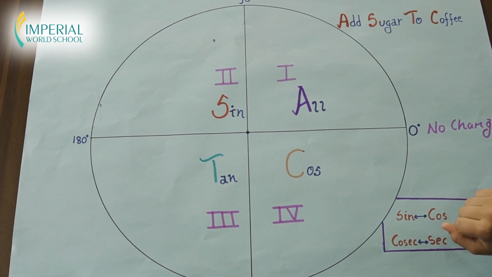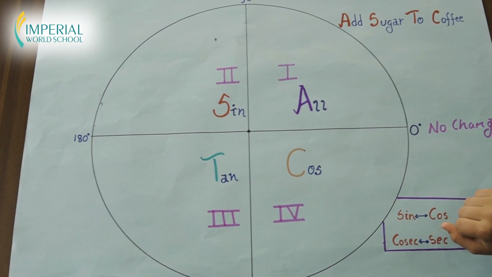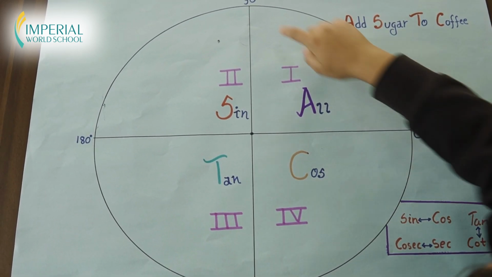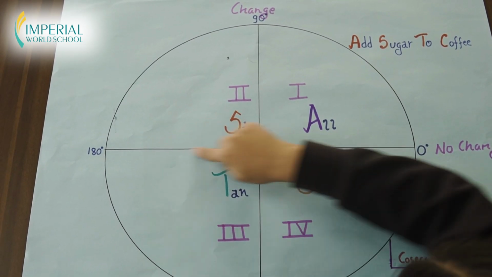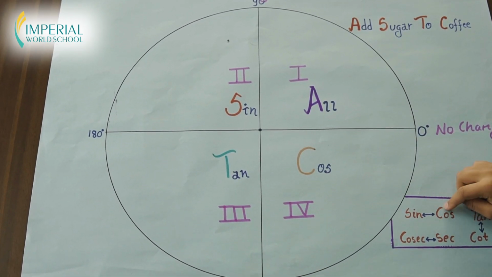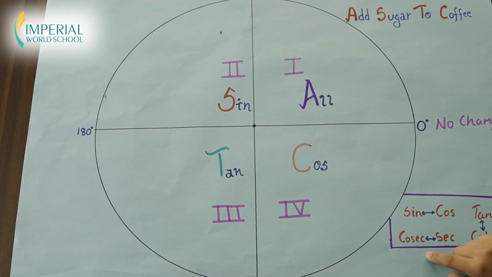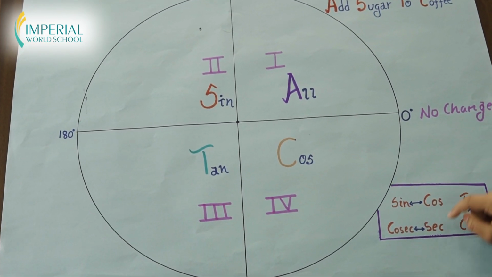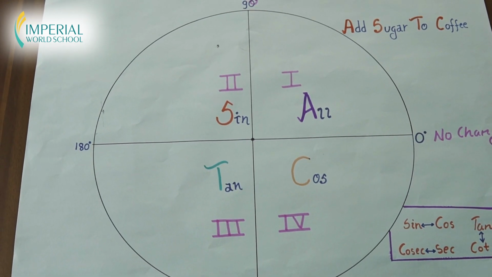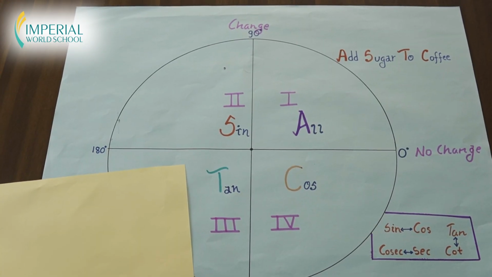Now that we know which functions are positive and negative in each quadrant, we have to know about the change of axis and the no change of axis. So this is the change of axis and this is the no change of axis. In the change of axis, sine will change to cos and vice versa, tan will change to cot and vice versa, and cosec will change to sec and vice versa. However, in the no change of axis, the conversion does not take place. So now let's get on to the solving.